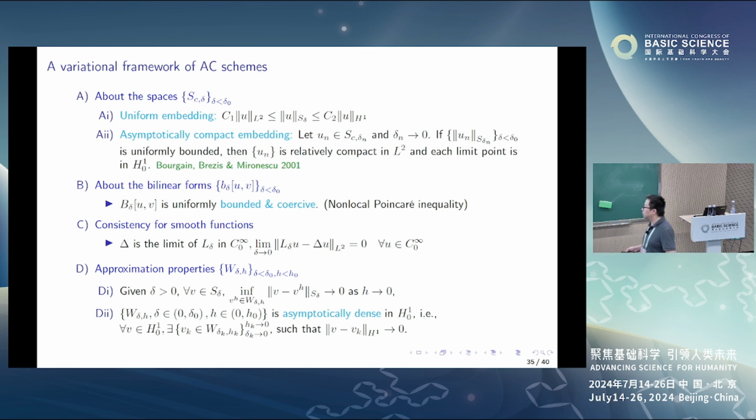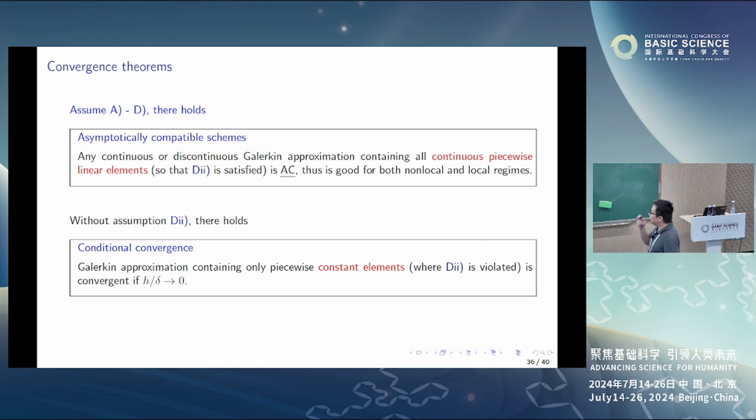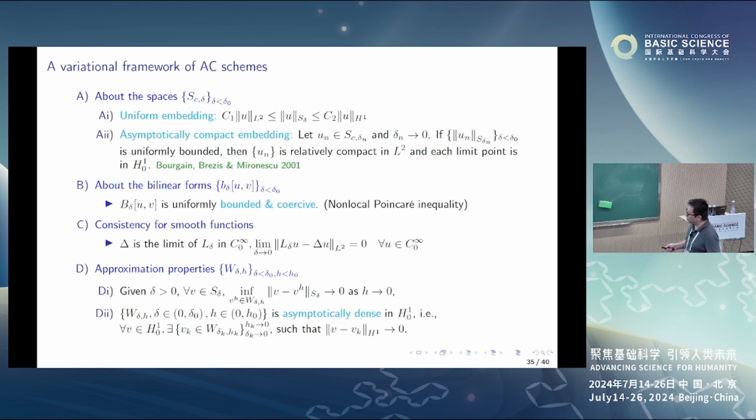And the second assumption is called asymptotically dense in H01. That means for any H01 function V, you can find a sequence in the energy norm, Vk belongs to W delta_k H_k, with H_k going to 0 and delta_k going to 0, such that Vk converges to V strongly in H1. Okay, and this assumption is quite strong. So with those assumptions, we can prove the AC property. For example, if your finite dimensional subspace contains all continuous piecewise linear functions, then you can see we have this convergence, right? That's the property of piecewise linear functions, the convergence in H1.